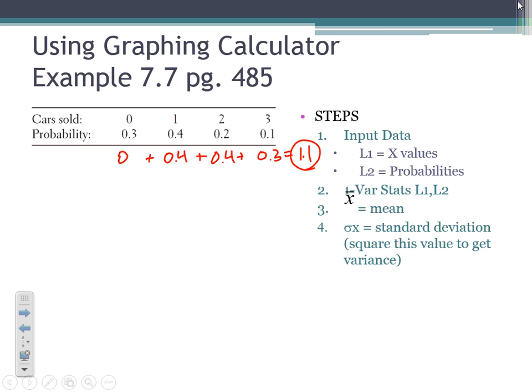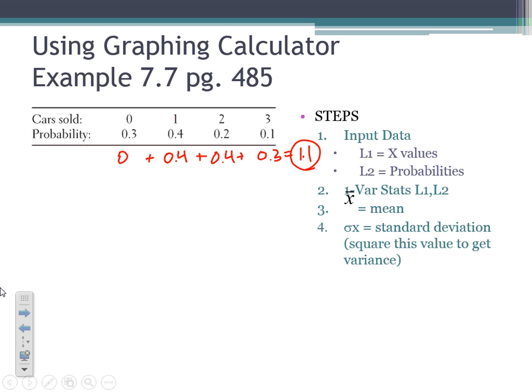Okay. So notice the first thing that we need to do is we need to input the data into the tables or the lists in our graphing calculator. And we're always going to enter the x value. So in this case, the number of cars sold will go in list 1. And then the probabilities of those will go in list 2. And we need to make sure that we keep them in the proper order and they match up.